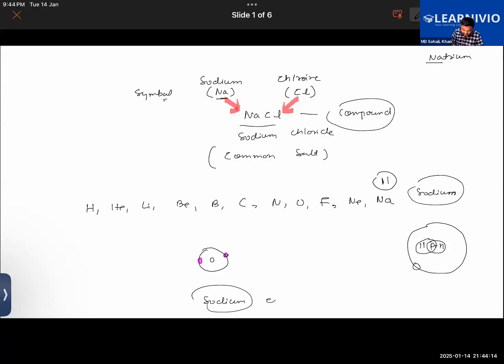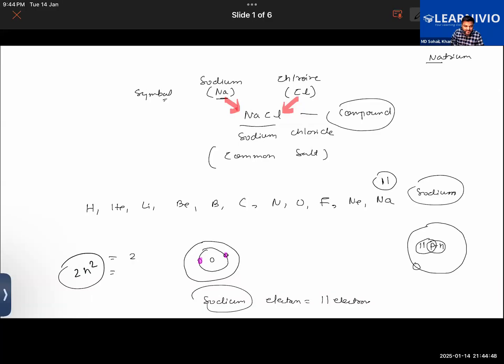Total electrons in sodium will be how much? Total, I'm asking. 11, right. Its atomic number is 11, so it will have 11 electrons too. So we are going to arrange it. Electronic configuration basically tells us about the arrangement of the electrons around the nucleus. So as per the 2n square rule, remember, in the first shell two electrons are going to be put.